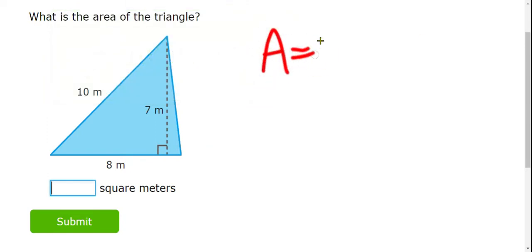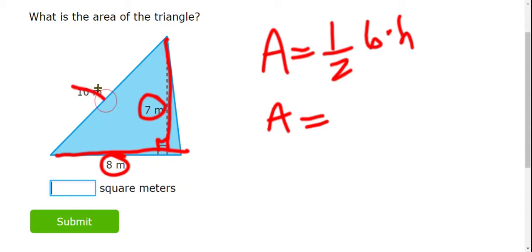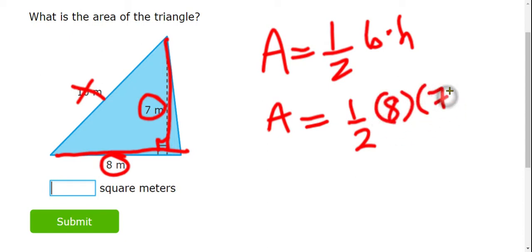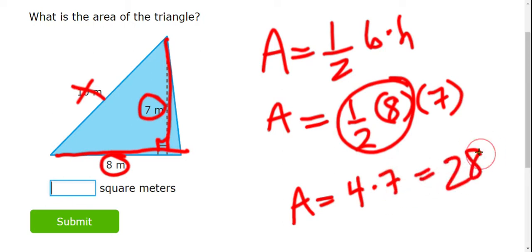So area equals 1/2 the base times the height. Fill in the formula. The base goes across the bottom. The height goes perpendicular to that. So we got 8 and 7. This is extra information. 1/2 times 8 times 7. So we can do half of 8 to make it easier. Half of 8 is 4 times 7. That's going to give us 28 meters squared.